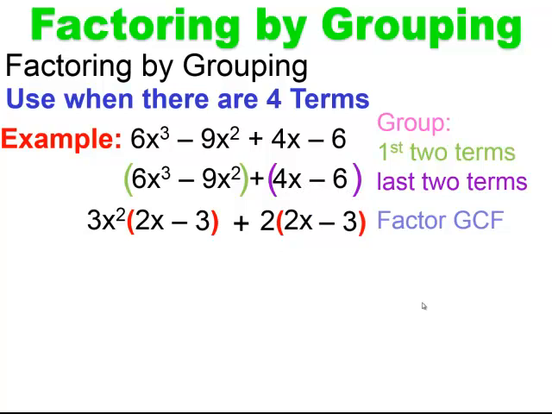Now notice here I have that common binomial. Because I have a common binomial of 2x minus 3, I can factor that out as a GCF. So now I factor out that common binomial, that 2x minus 3, and then whatever is left, I factor and put it inside the second parentheses. I divide the 2x minus 3 out, I'm left with 3x squared plus 2x. So now I have this factored by grouping into 2 factored binomials.